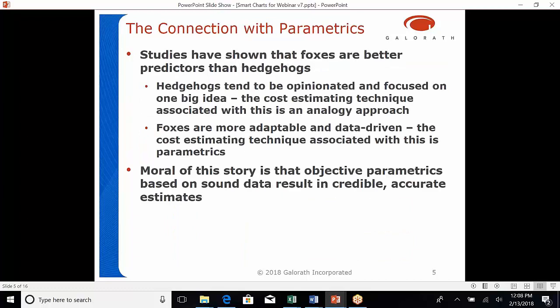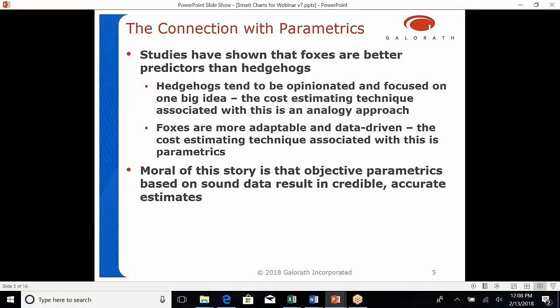Now, what does that have to do with parametrics? Studies have shown that foxes are better prognosticators and make better predictions than hedgehogs. Hedgehogs tend to be opinionated and focused on one big idea, one overarching theory. If you think about cost estimating and how that relates to what we do as cost estimators, that is more like the analogy approach. Foxes, on the other hand, are more adaptable and data-driven.